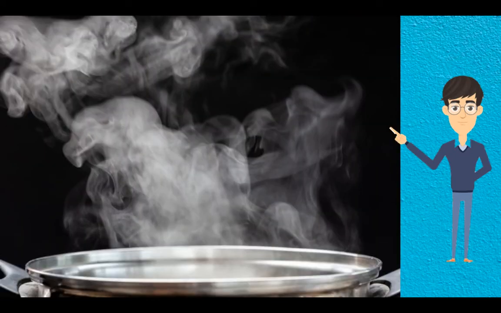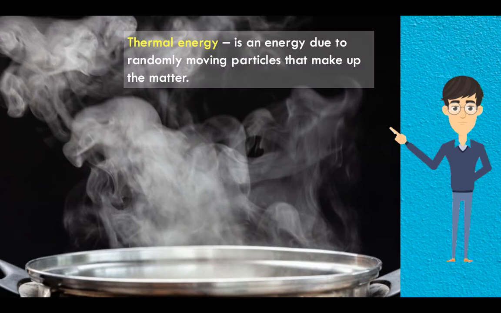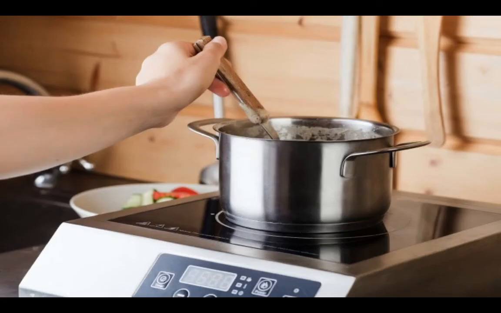The picture here shows a boiling water. Whenever we see a boiling water, we can observe some steam above it. It is an illustration of random movement of particles in matter. This is called thermal energy. If you try to put your hands above the boiling water, you will definitely feel hot. It is because of heat.